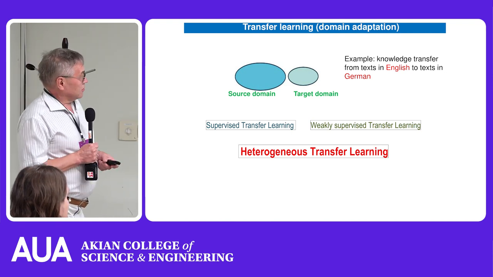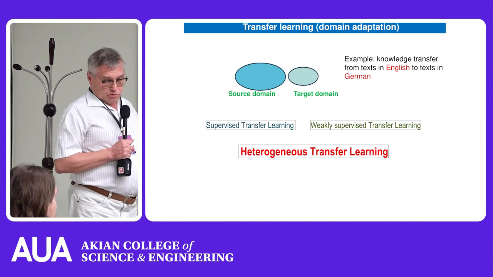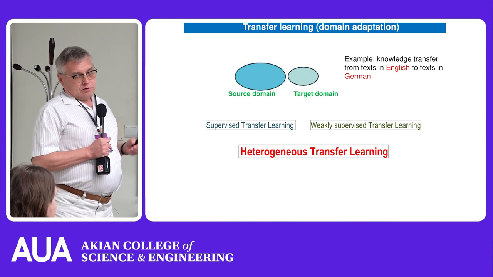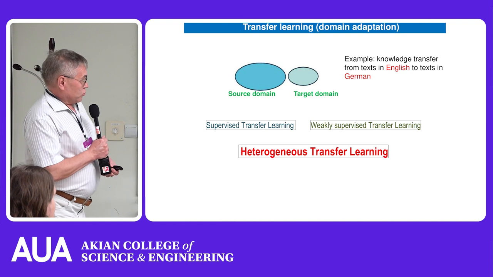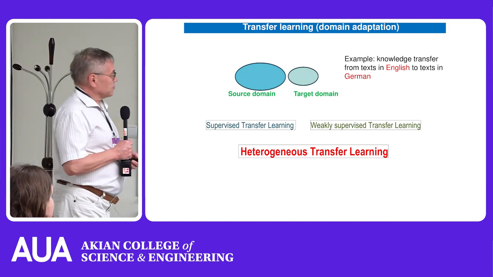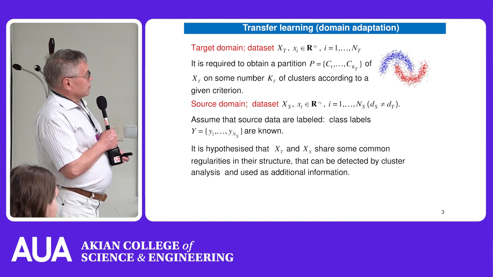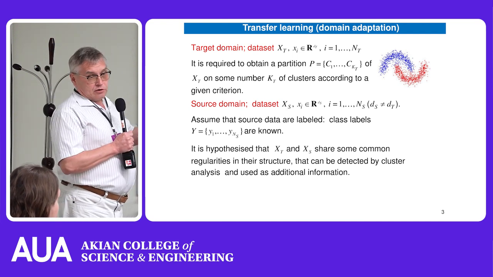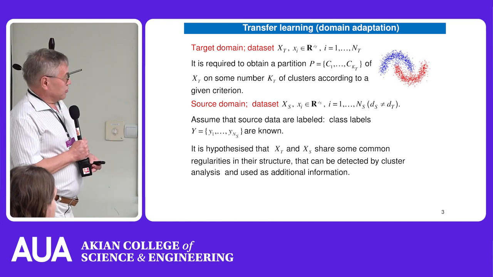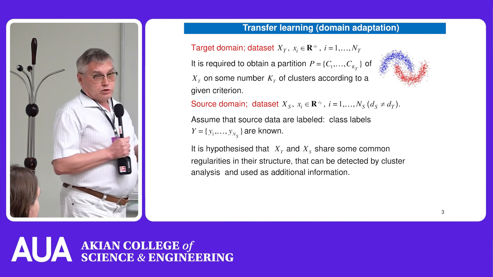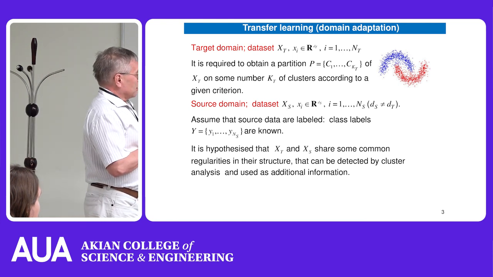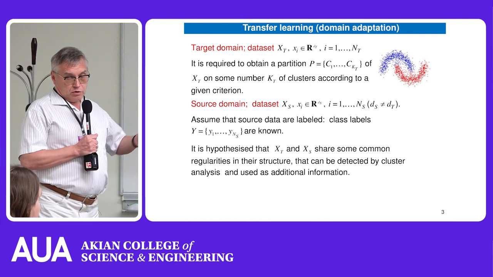There are different kinds of transfer learning, supervised or weakly supervised, depending on the labeling process. Some data may be incompletely or imprecisely labeled, and so on. In this work, we consider so-called heterogeneous transfer learning, when the domains have quite different feature spaces. We have a target domain, and it is required to obtain a partition of this data set into some number of clusters. The additional information is the source domain, where objects are described in a different feature space with different dimensionality. The source domain is labeled, and we should perform clustering of the target domain.